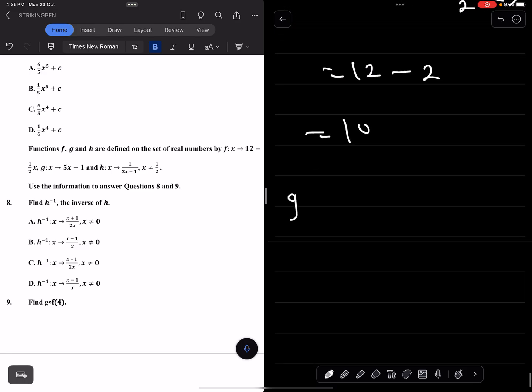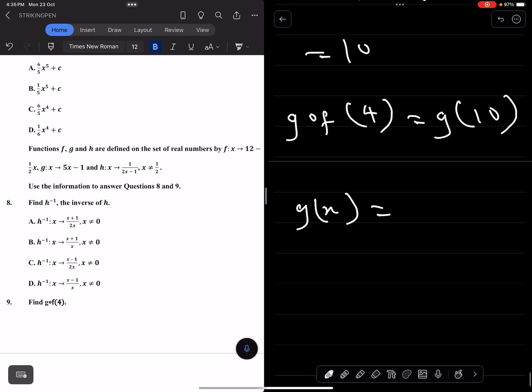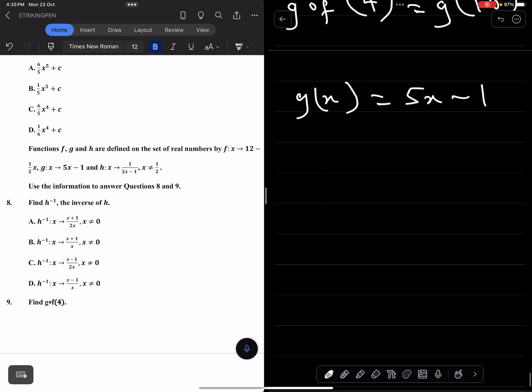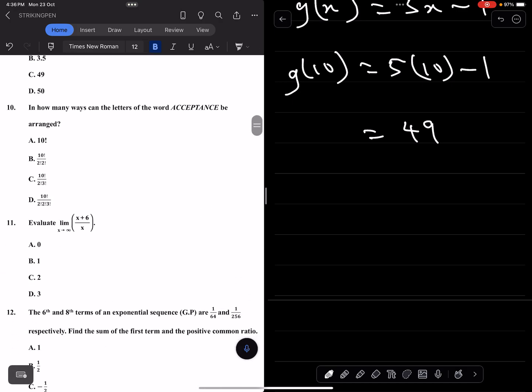So that therefore means g of f of 4 is the same as g of 10, and I know that g of x is equal to 5x minus 1. So that therefore means g of 10 will be equal to 5 times 10 minus 1, which is equal to 50 minus 1, and that's 49. The correct option is C. We go straight to the next, which is number 10.